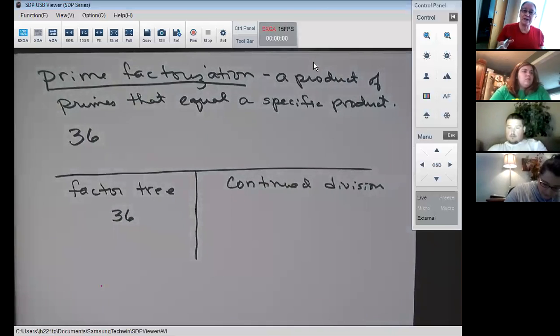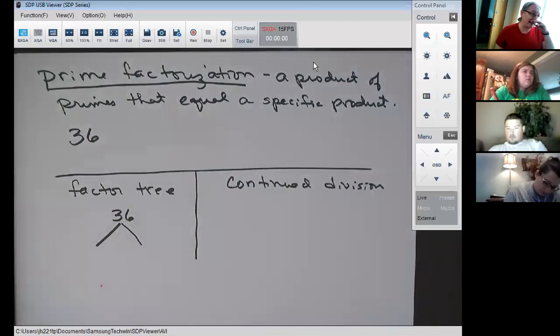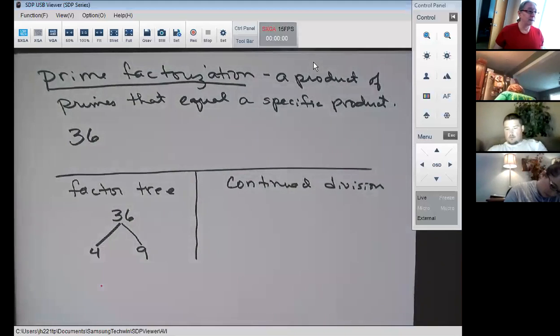Now, 1 times 36 is not going to help you. The numbers need to be different than 1 times 36 is what I'm trying to say. Otherwise, you don't break anything down. So I'm going to start with the fact that I know that in my nines, when I learned all of my multiples of 9, that 4 times 9 was one of the pairs of numbers that gave me 36.